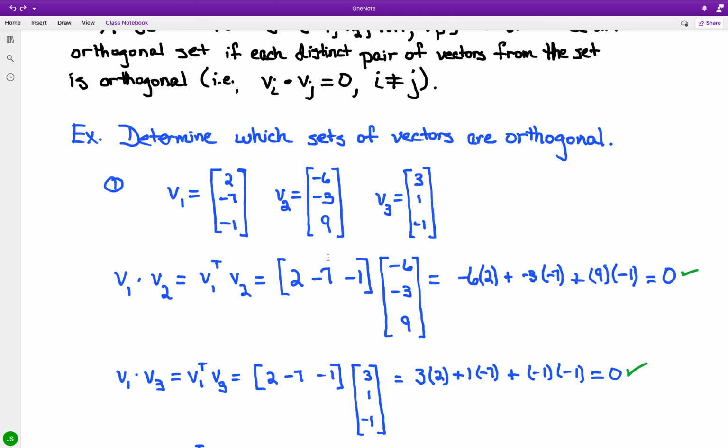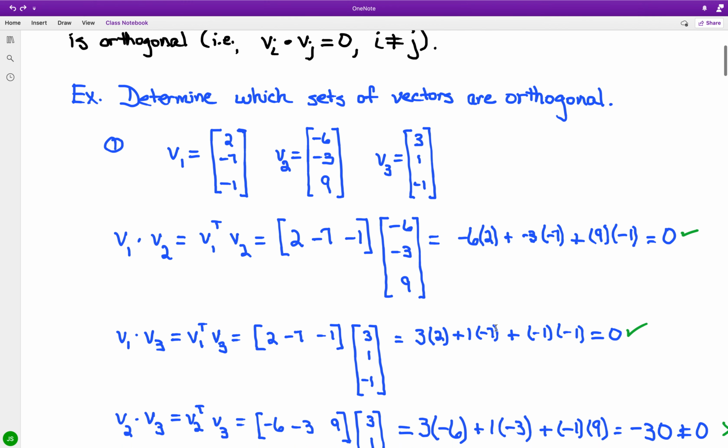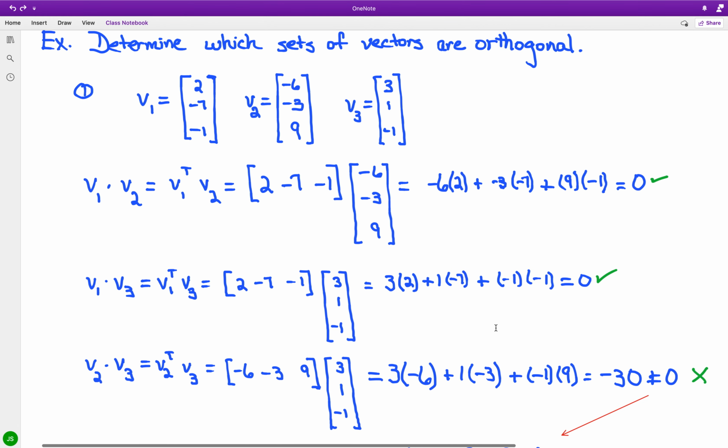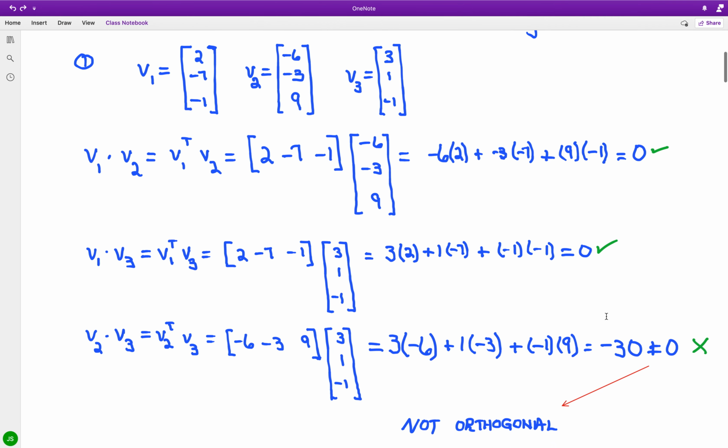So v of 1 is paired with v of 2 and also with v of 3, and the remaining combination is between v of 2 and v of 3. In attaining the dot product, for the corresponding elements you have 3 times -6, 1 times -3, and -1 times 9. However, the sum of the products, instead of being 0, comes out to -30. Since not all the dot products end up as 0, this particular set is not orthogonal.